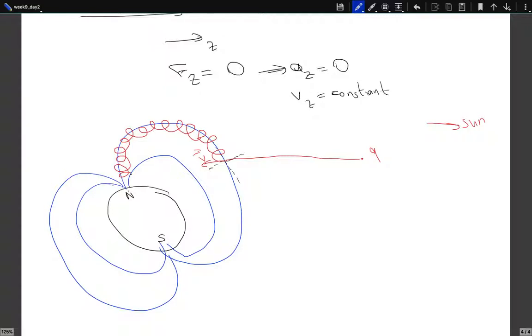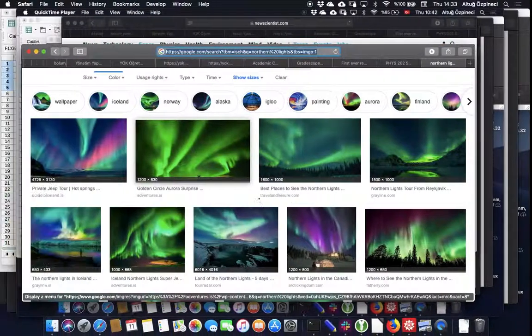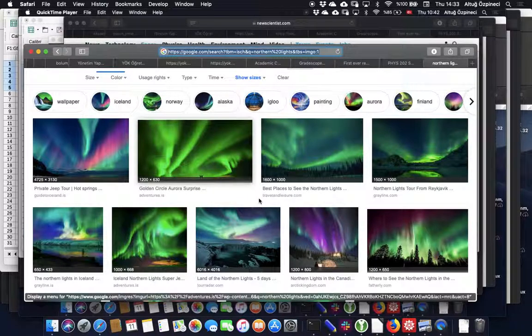And when they reach the magnetic North Pole, they will enter the atmosphere, they will collide with the molecules in the atmosphere, and that is what is creating all those colors in the North Pole. This is the origin of the northern lights. All these colors over here. And the colors are determined mainly by the atoms and molecules in the atmosphere.